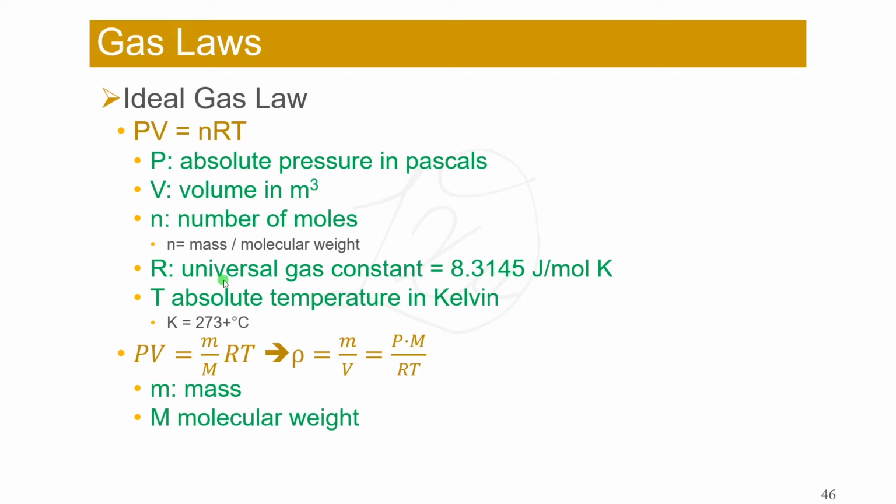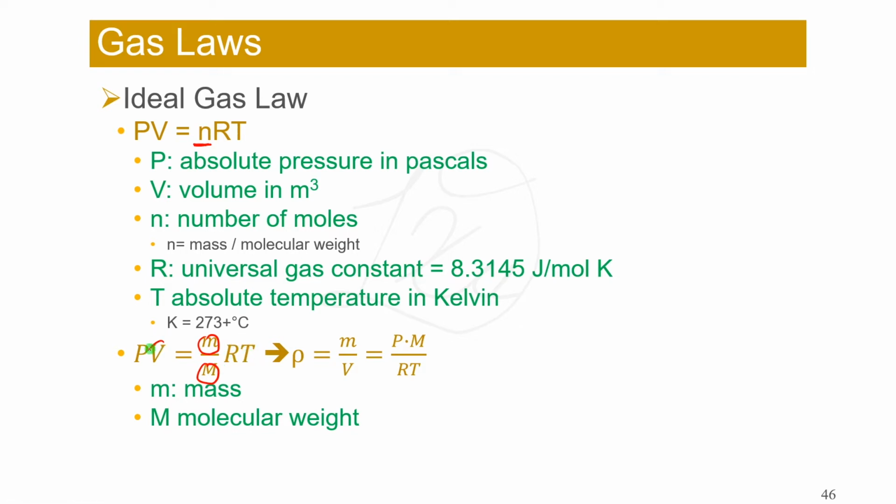R is the universal gas constant, 8.3145. T is the absolute temperature in Kelvin, so Kelvin equals 273 plus the Celsius degree. If we expand n to mass divided by the molecular weight, we have PV equals m divided by capital M, times R and T.